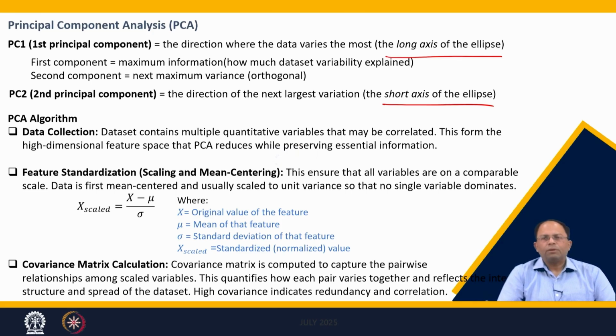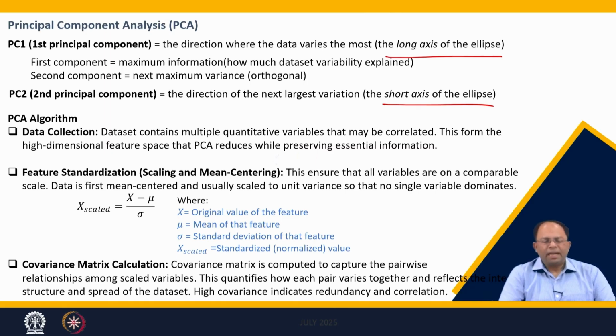So the PCA algorithm, if I look into the steps that we have to undertake, what it does is, we need to capture the direction of the spread as well as the amount of the spread. That actually will help us in identifying these different principal components. So in the PCA algorithm, of course, the first stage is data collection. That means the data set contains multiple quantitative variables that may be correlated. So that's why we are doing PCA.